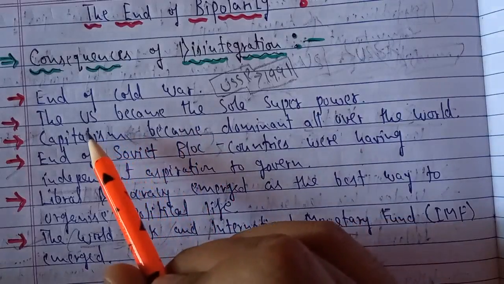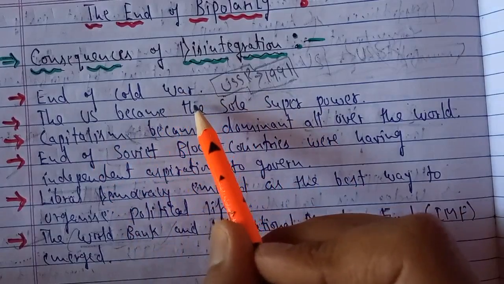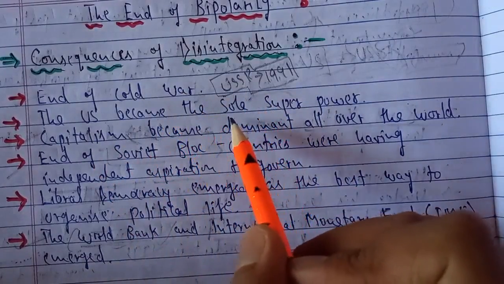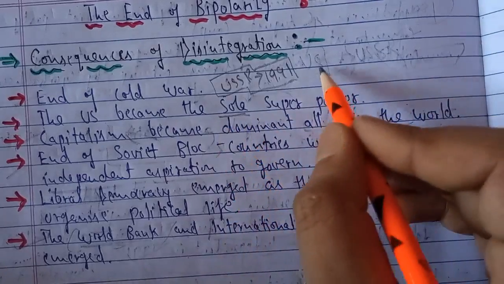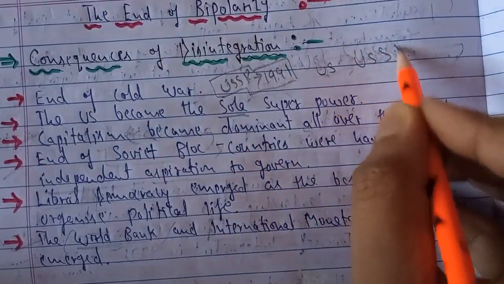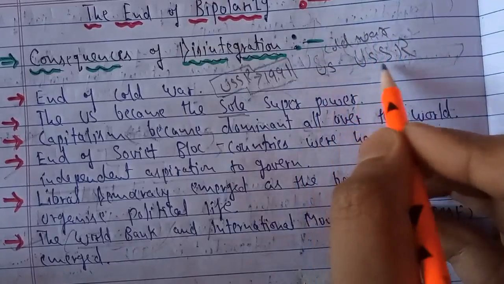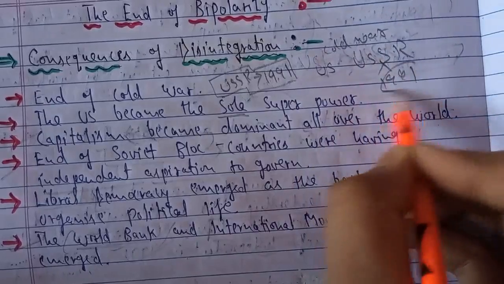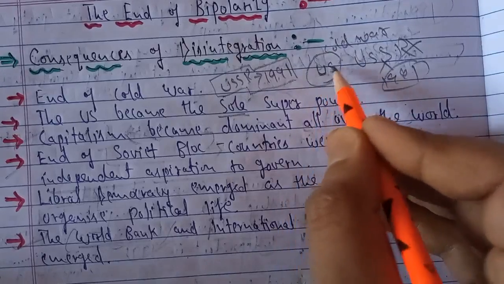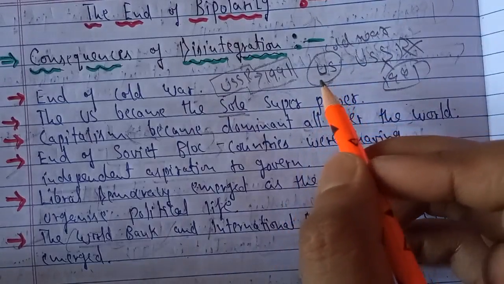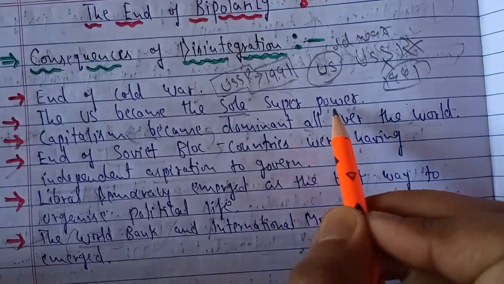Now, the second one: the US became the sole superpower. This is also totally relevant to the Cold War. US and USSR were in the Cold War. But since USSR disintegrated in 1991, it was finished. Now only one superpower was left, that is US. That is why I'm saying the world after 1991 had a sole superpower, and that was US.